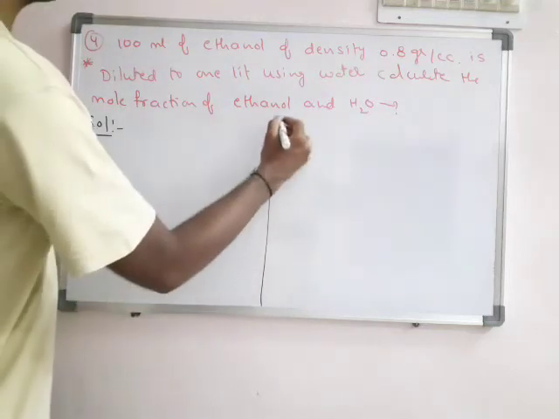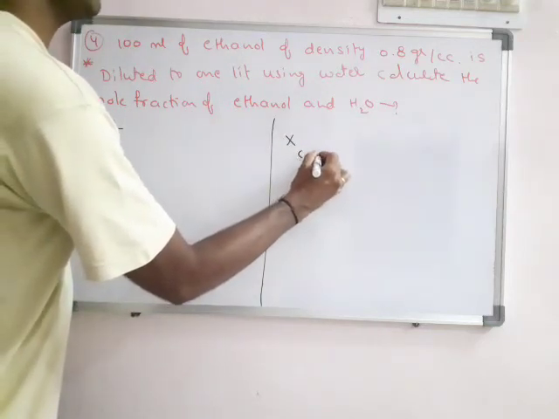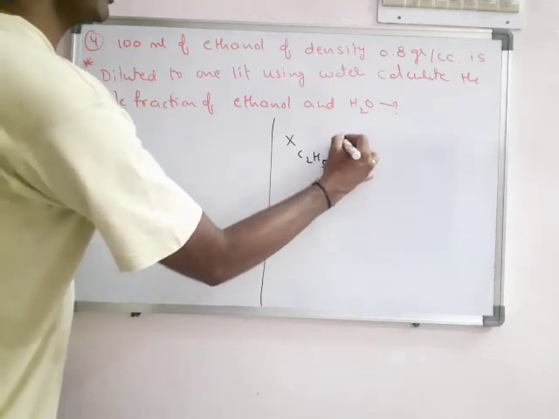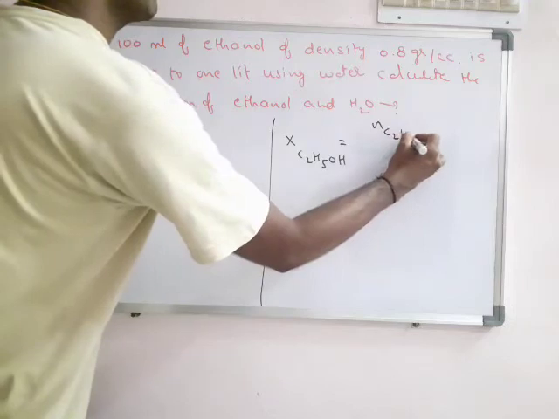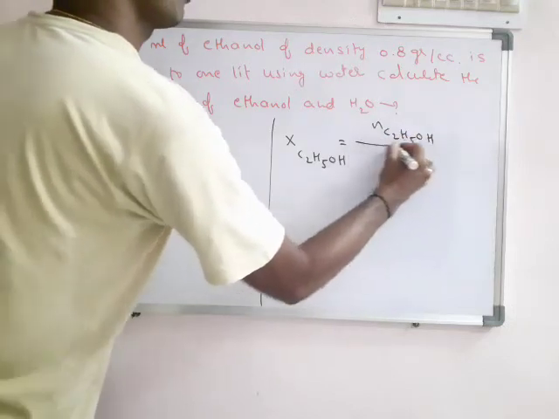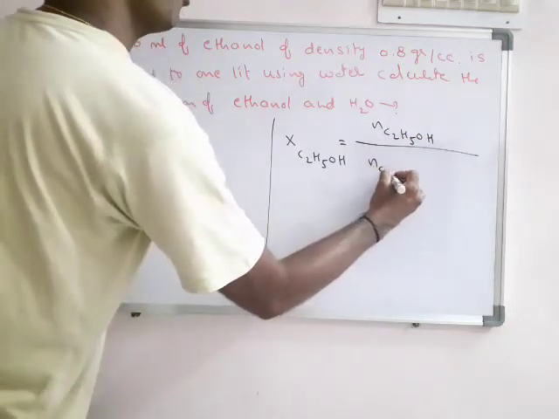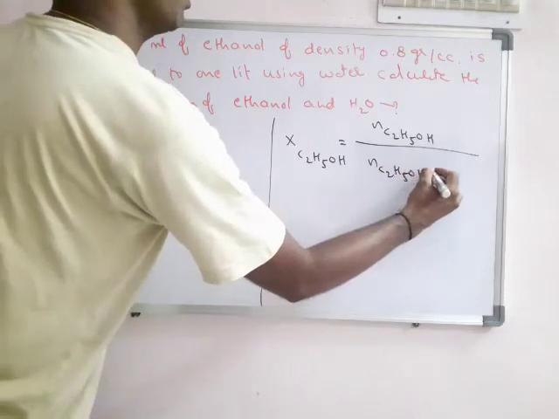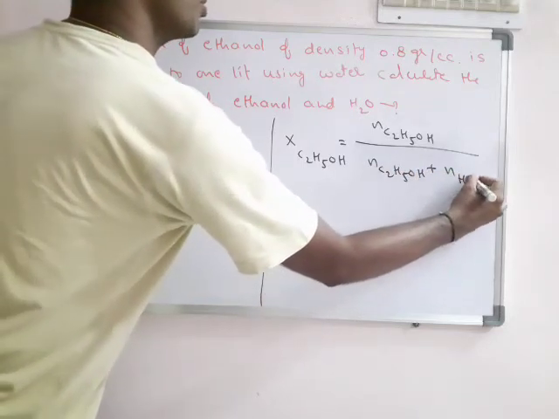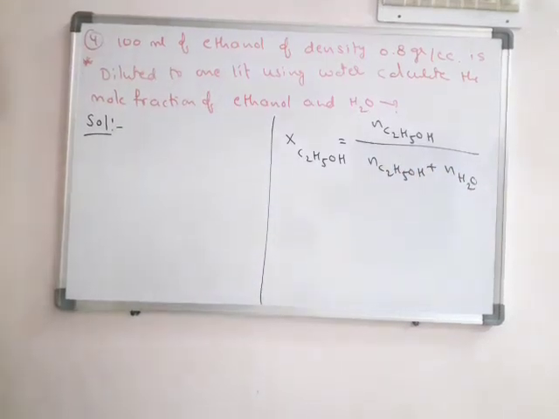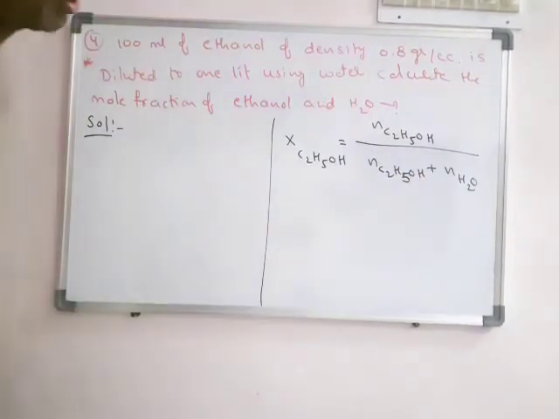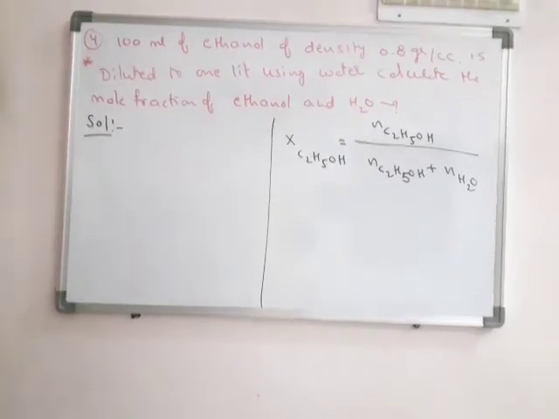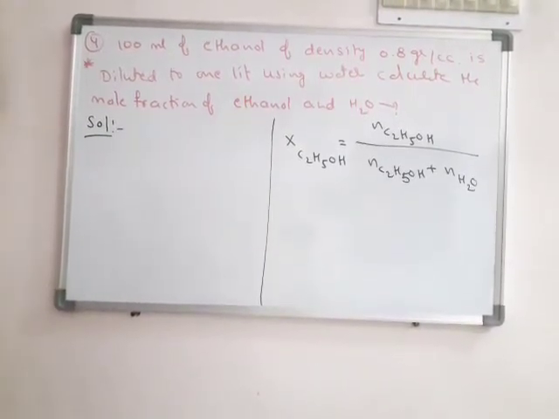So I am writing the second step first. We are asked for the mole fraction of ethanol. Ethanol means C2H5OH, ethanol is nothing but ethyl alcohol. So the mole fraction is the number of moles of ethyl alcohol divided by the number of moles of ethyl alcohol plus the number of moles of water. This is what we need to find out. To find the number of moles, we use weight by molecular weight.